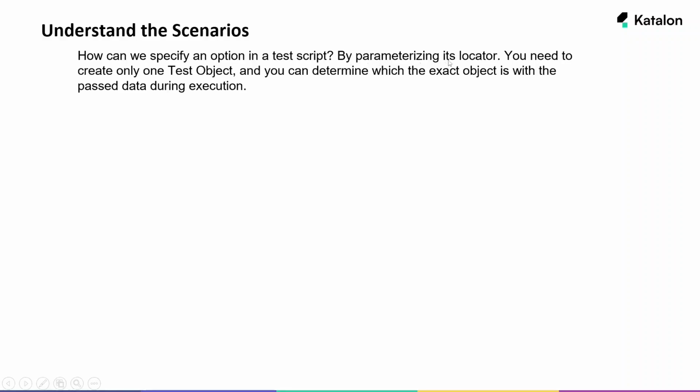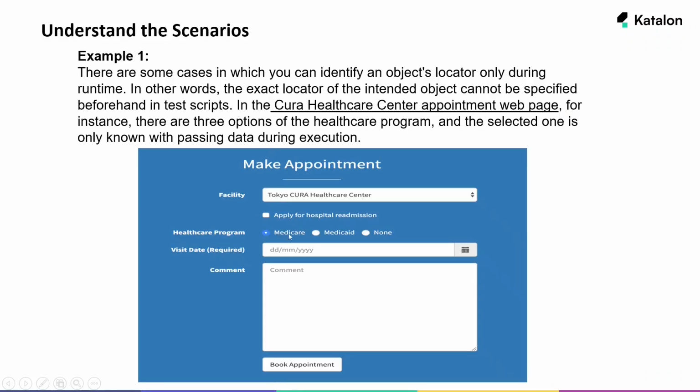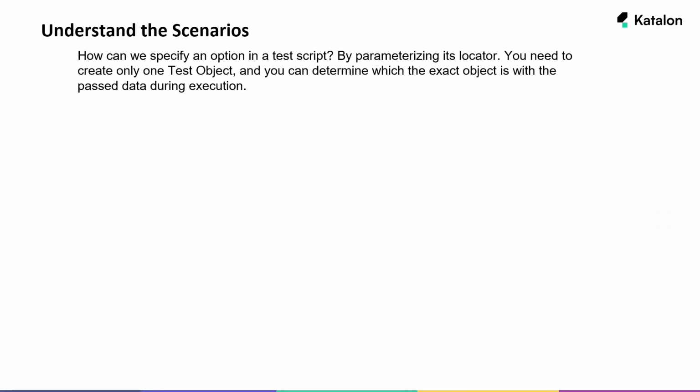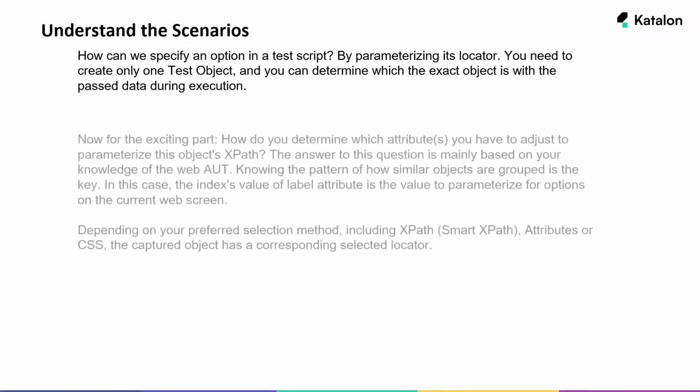By parameterizing its locator. So you need to create only one test object, and you can determine which exact object is with the passed data during test execution. That means you'll be creating only one test object for these three radio buttons, and you're going to pass the test data to satisfy those three radio buttons. So how? Let us see now.